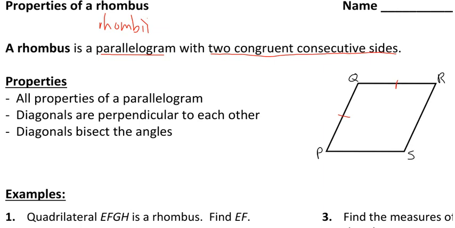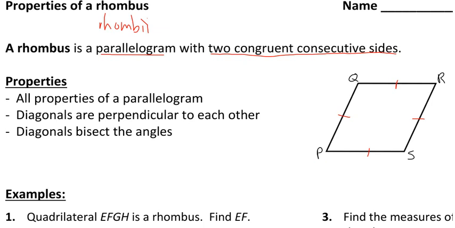And now, since this is a parallelogram, in a parallelogram we know that the opposite sides are congruent, so that makes PS congruent to QR. And the same thing would apply to the other pair of sides. Because PQ and RS are opposite one from the other, they should also be congruent, because in a parallelogram, opposite sides are congruent. So we end up with this, a figure with four sides that are congruent.